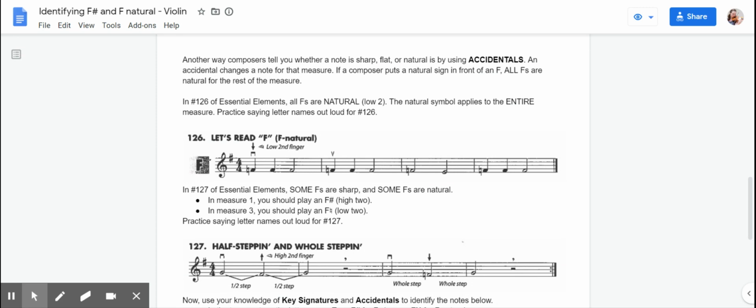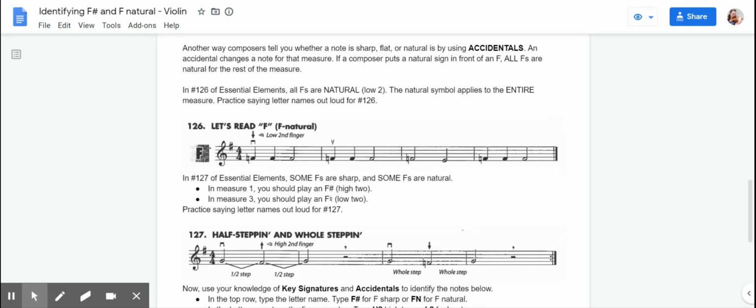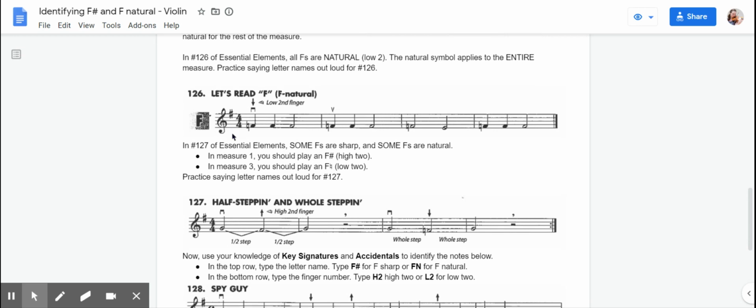Another way that composers can tell you if you should play high two or low two is by using accidentals. Accidentals are just when a note is changed for one measure. So even if it's in the key signature, if there's an accidental, the accidental cancels the key signature just for that measure. So this week your assignment is to learn numbers 126 and 127 of Essential Elements, and it gives you some hints about whether or not you should play low twos or high twos.